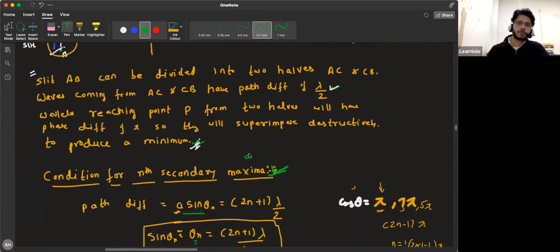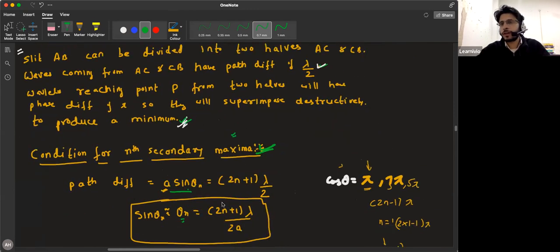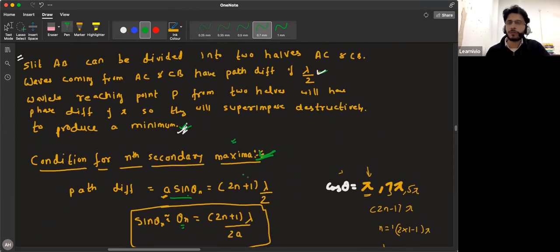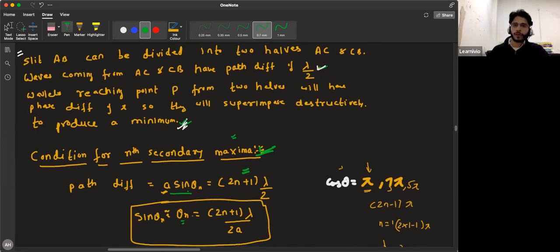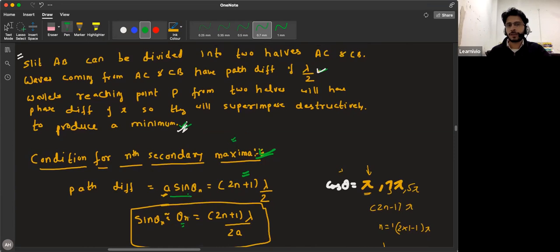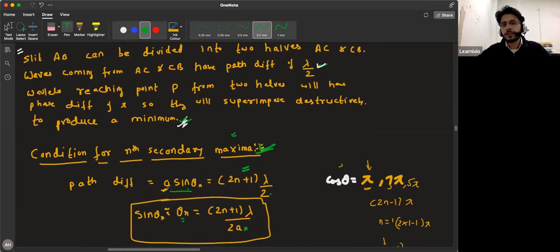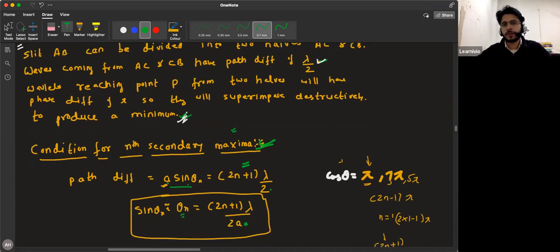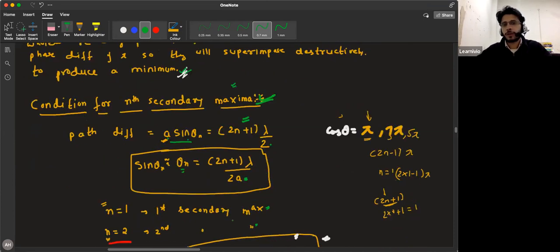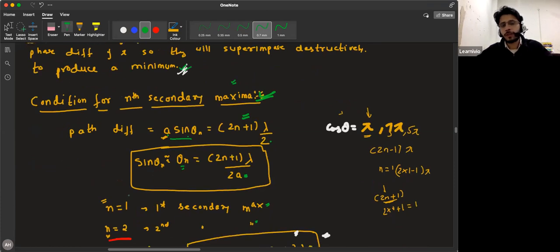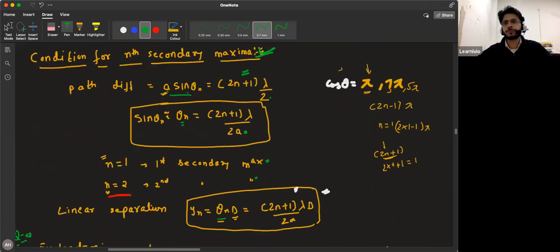Condition for secondary maxima: path difference is a sine theta n, or you can write that your path difference is 2n plus 1 lambda by 2. This is the condition. Again, in diffraction, we don't derive this condition. We derived these types of conditions in interference; in diffraction, those derivations are not a part of this. So a sine theta n is 2n plus 1 lambda by 2, and if I use small angle approximation, I can write theta n equal to sine theta n, which is 2n plus 1 lambda by 2a. This a gets divided here. If I want linear separation, I will just multiply this theta n with capital D. For first maxima, your n will be 1. For second maxima, n equal to 2 and so on. Just note it down.